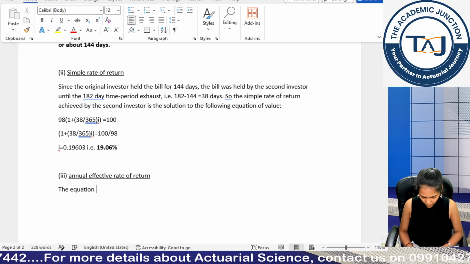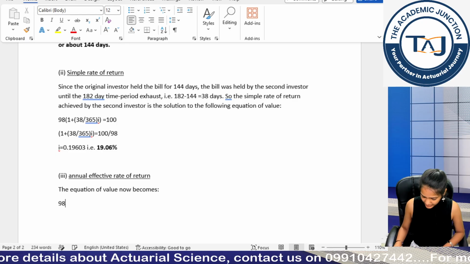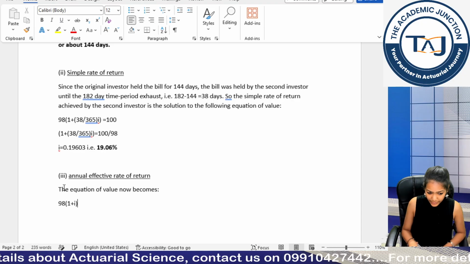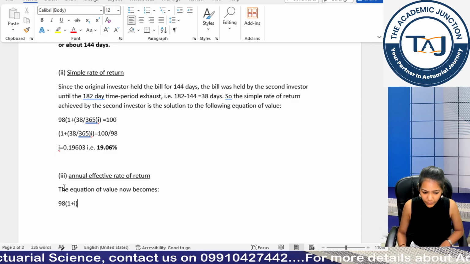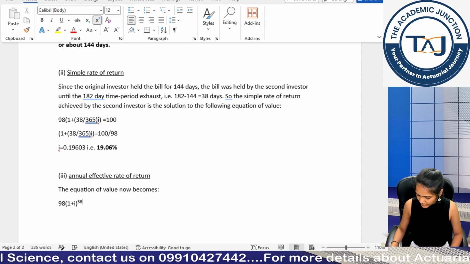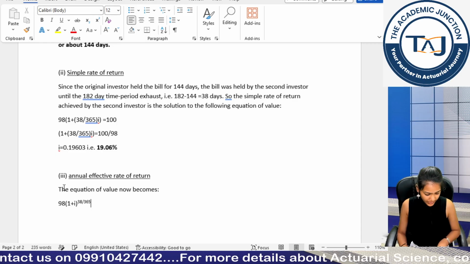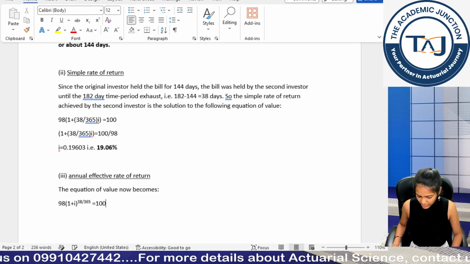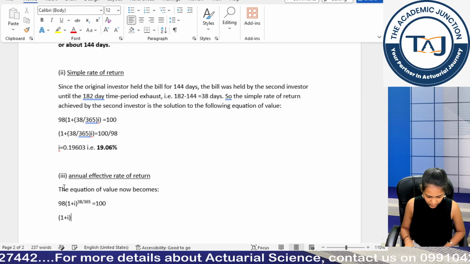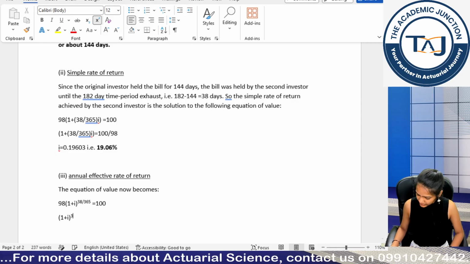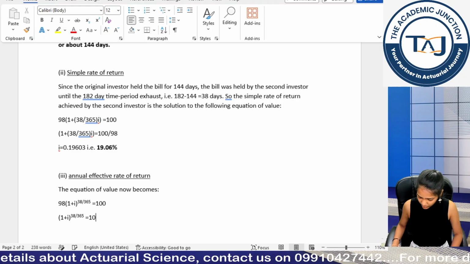The equation of value now becomes 98 times 1 plus i raised to the power. Now I have to go to superscript, so what I would do is Control Shift plus. Then we have 38 by 365. Now I want to come back to the normal script, so again Control Shift plus, and this is equal to 100. Again we can write 1 plus i superscript, 38 by 365, Control Shift plus to come back to the normal script, is equal to 100 by 98.